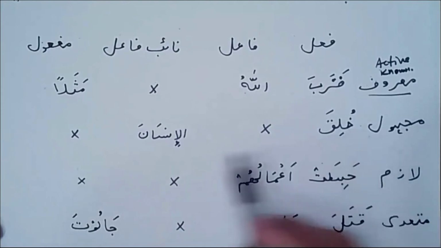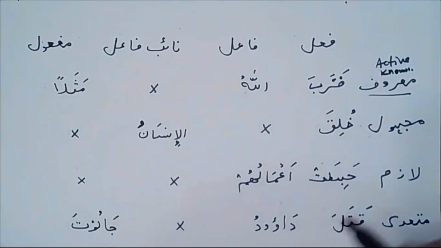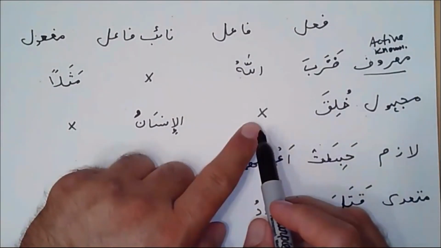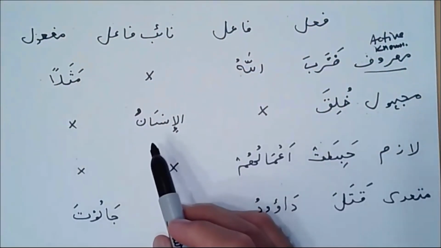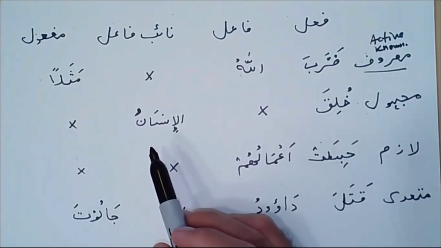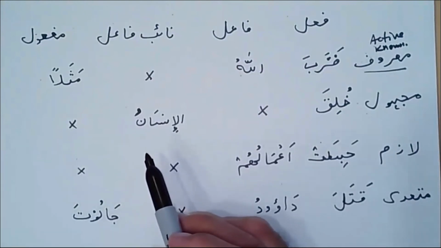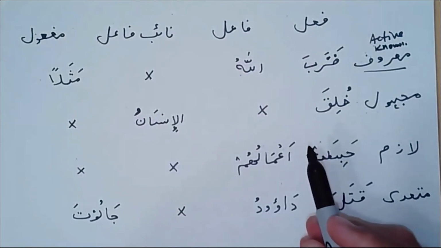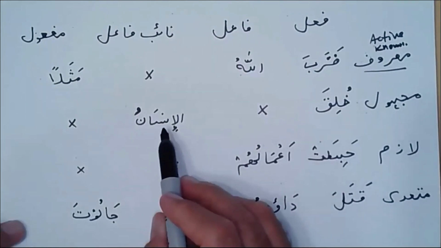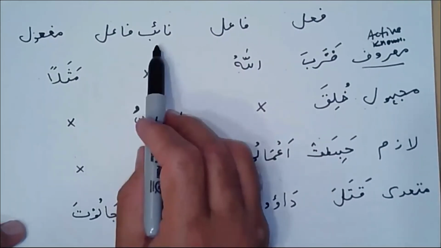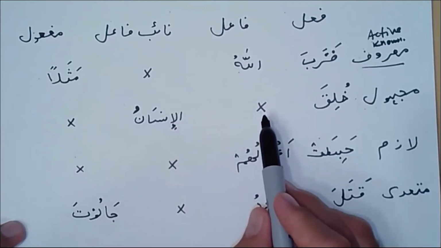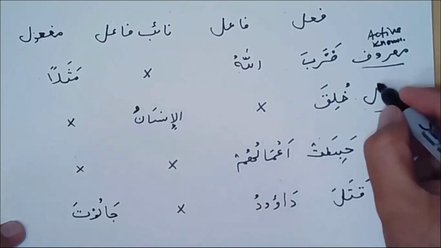Now, khuliqal insanu. Is the fail known? Is it mentioned here or not? It is not. Khuliqal insanu means a man was created. Do we know who created man? Allah. So do we need to mention that here explicitly? No. So in this case, insan is the naib fail because Allah is not mentioned. So this is majhul, unknown.